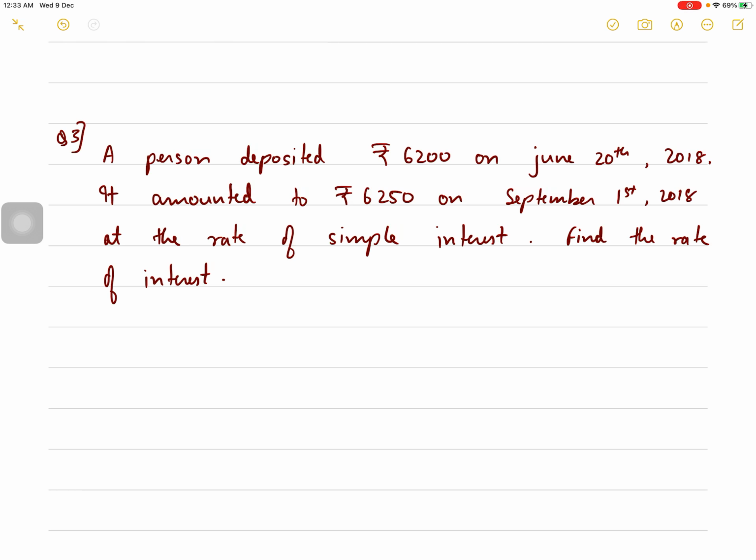A person deposited 6,200 on June 20th, 2018. So the amount deposited is 6,200, which is your principal. The date is given. It amounted to 6,250 on 1st September 2018. So period, that is N, is from 20th June to 1st September, at the rate of simple interest. Find the rate of interest. You are supposed to find R.